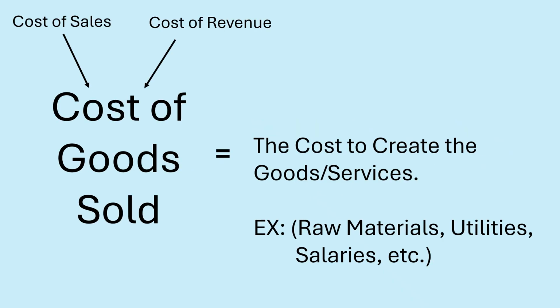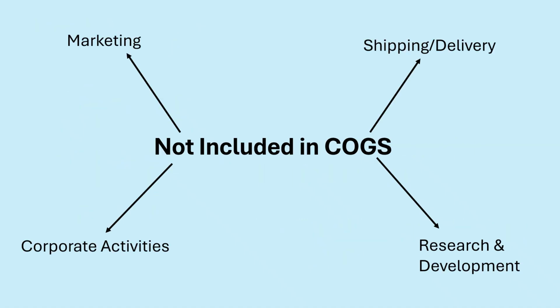Now cost of goods sold, also referred to as cost of sales or cost of revenue. While these can all mean something slightly different, they all refer to the same general idea. They refer to the cost to create the goods or services. Some examples of these would be the raw materials, utilities used in production, salaries of factory workers, also known as direct labor, etc.